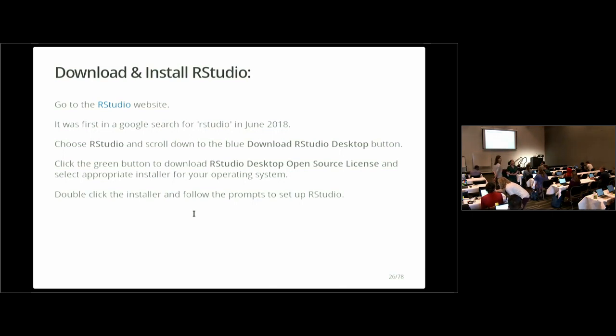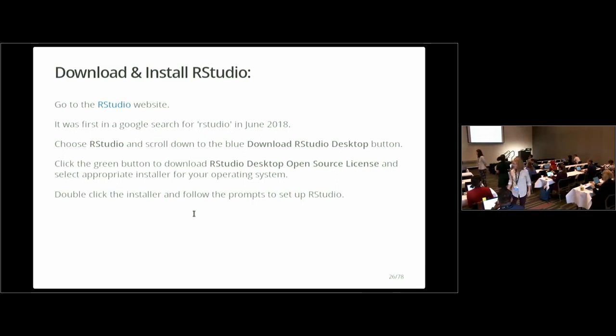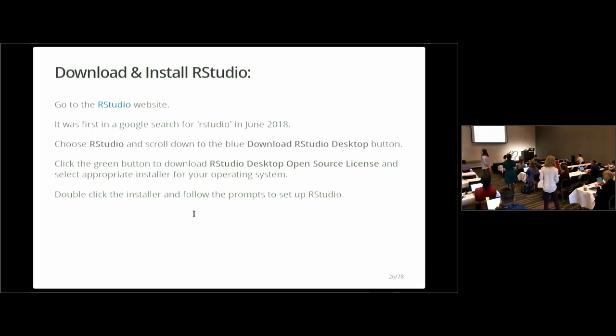If you've created your project, please switch over to a green post-it so that we know you're ready to move on to the next thing. Yeah, so I think you're going to need to download and install RStudio. So let's use the instructions up here. Go to the RStudio website. When I looked up RStudio, just doing a Google search a few weeks ago, it was the first thing that came up. Oh, well, that's what this workshop's all about, right? So let's choose RStudio and scroll down to the blue Download RStudio option.